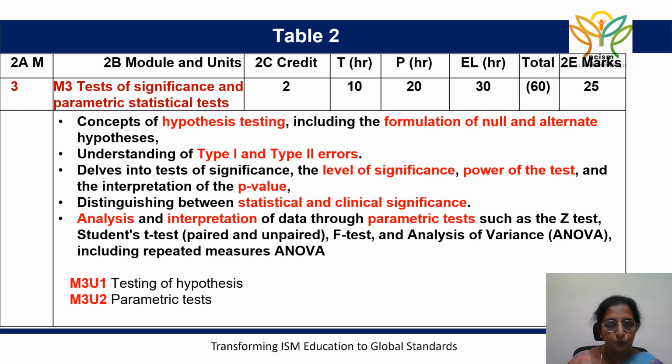So at the end of this module, the student should be able to understand hypothesis testing, formulation of null and alternate hypothesis, type 1 error and type 2 errors, must also understand the level of significance, power of the test, and the interpretation of p-value. Must be able to differentiate between statistical and clinical significance, must be able to analyze and interpret parametric tests such as Z test, student's t test, that is paired and unpaired, F test, and analysis of variance, including repeated measures of ANOVA.